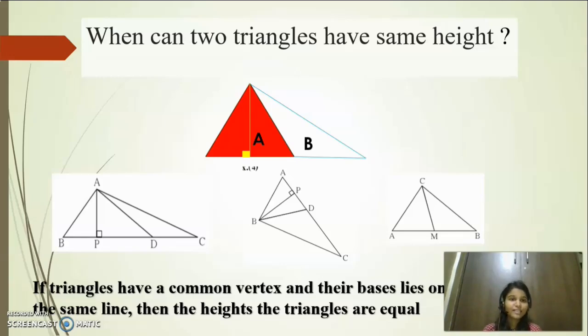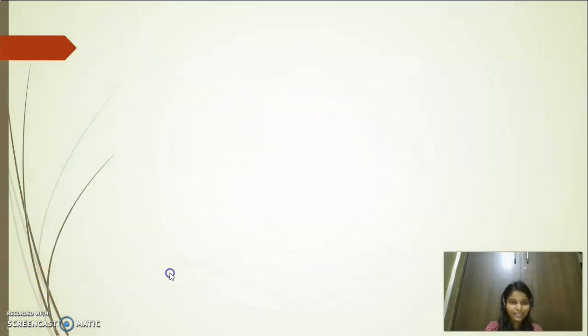So what did we see? When can heights be same? First one, when it's already given in the question that the heights of both the triangles are same. Second, when we have a common vertex for the triangles and their bases are lying on the same line. Now we'll see one more condition. When can heights of two or more than two triangles be same? For this, now let us see.